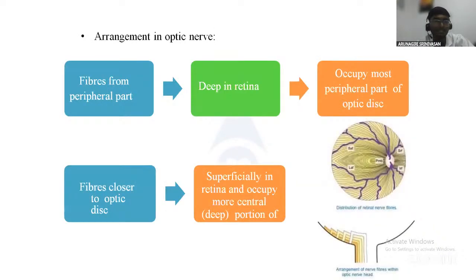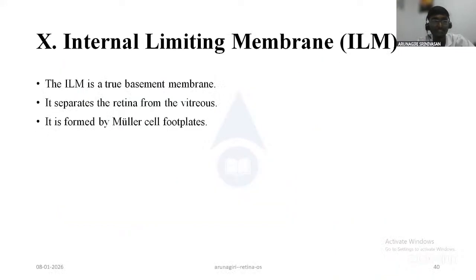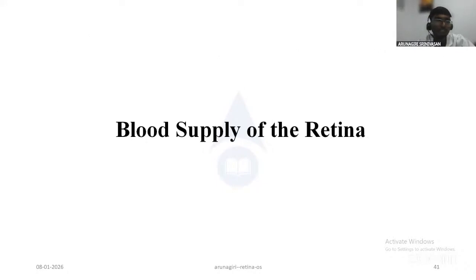Arrangement in the optic nerve: fibers from the peripheral part, deep in the retina, occupy the most peripheral part of the optic disc. Fibers closer to the optic disc, superficial in the retina, occupy the more central deep portion. Now, the internal limiting membrane. It is a true basement membrane. It separates the retina from the vitreous body. It is formed by Muller cell foot plates.